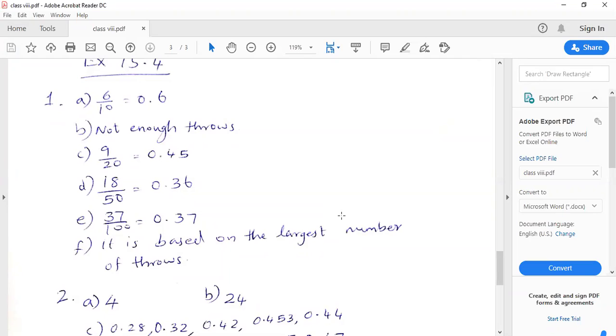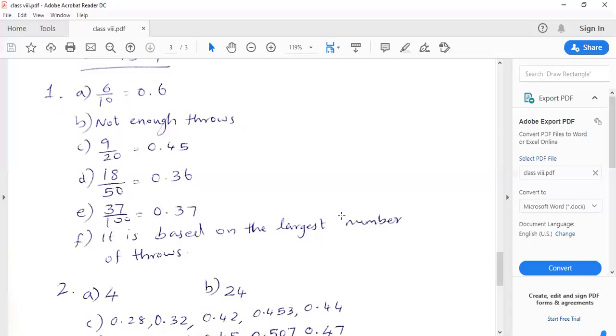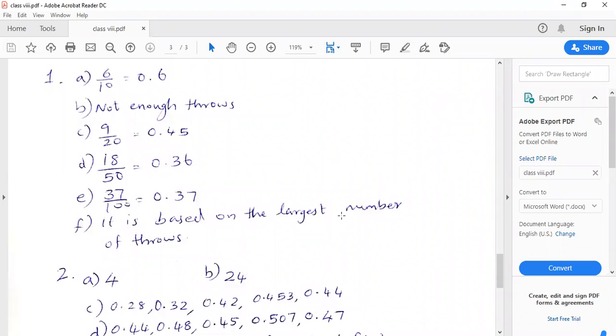So first, 11 out of 25, 0.44, 24 out of 50, 0.48. So it will come like this. Okay, done? Yes.